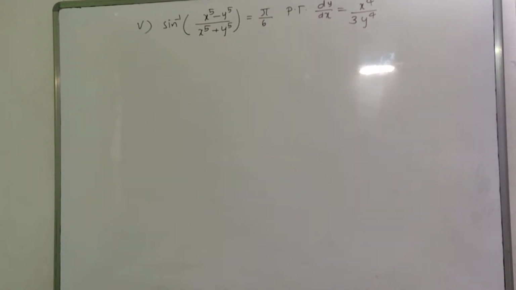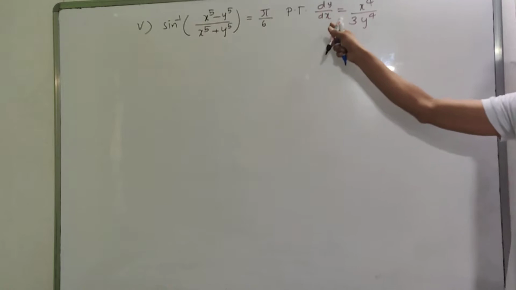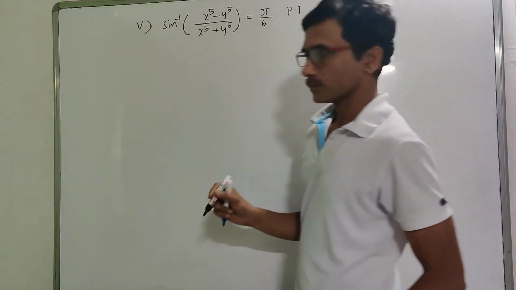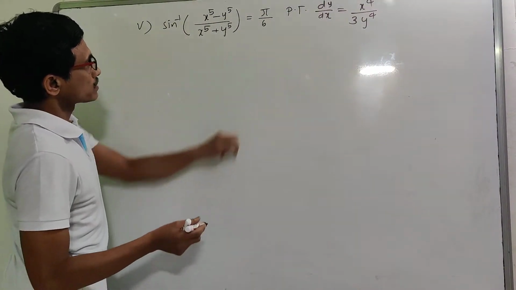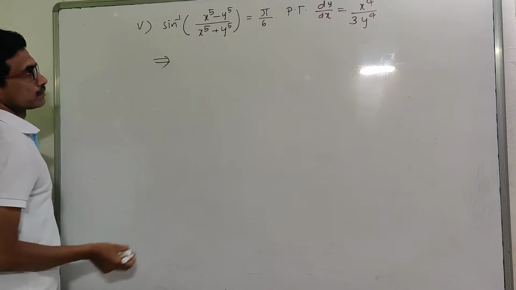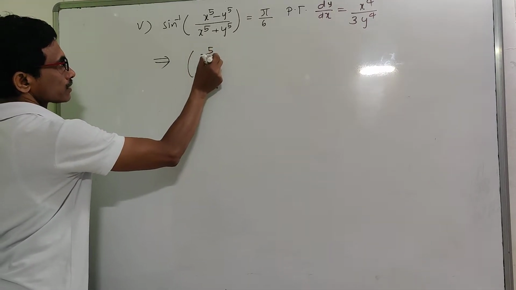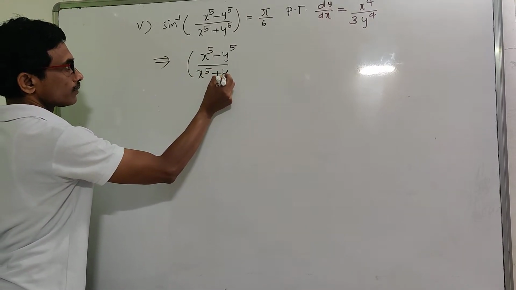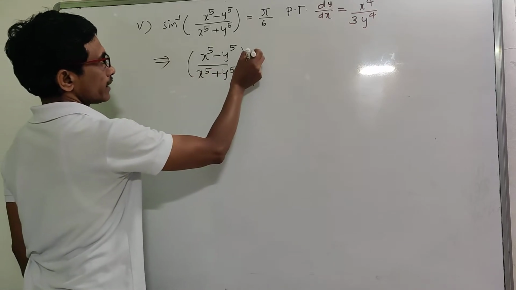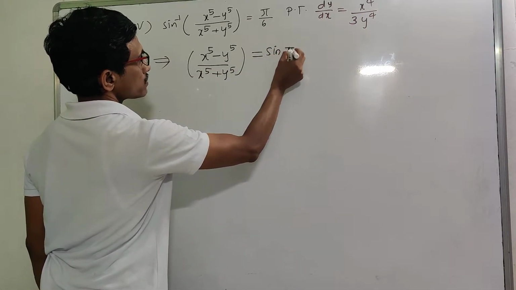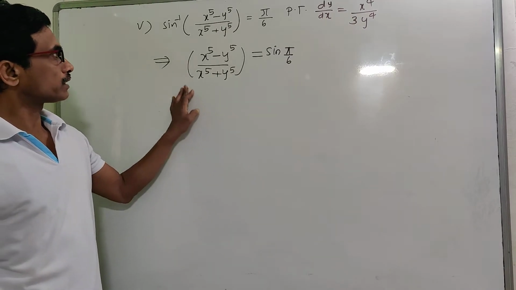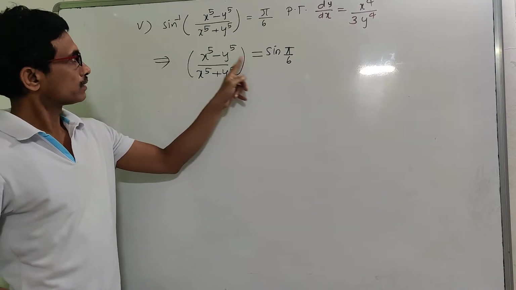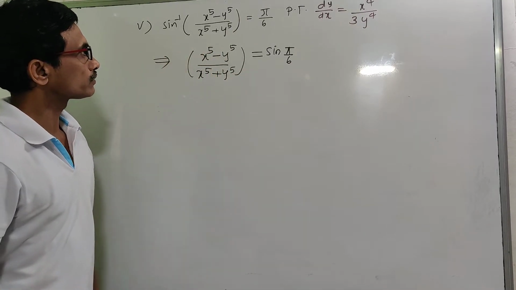Fifth sub question: sine inverse of this is equal to pi by 6. We show dy by dx is x to the power 4 upon 3y to the power 4. So sine inverse of this is pi by 6, so this can be written as x to the power 5 minus y to the power 5 upon x to the power 5 plus y to the power 5 is equal to sine of pi by 6. When we invert the relation, it gives sine inverse of this expression is equal to pi by 6. So now we write sine of pi by 6 is equal to this expression.